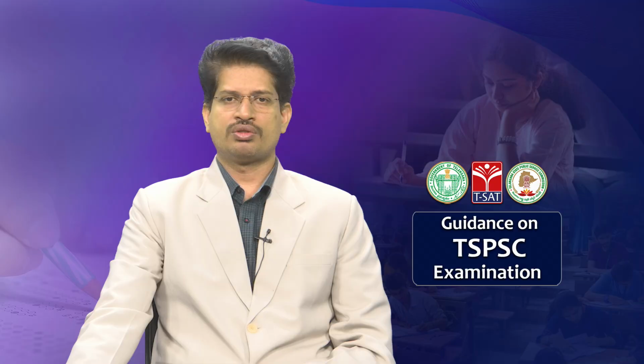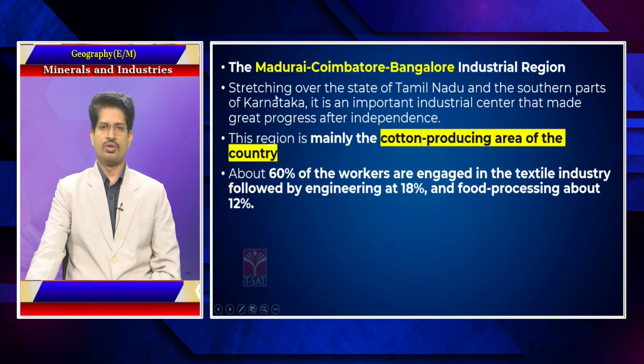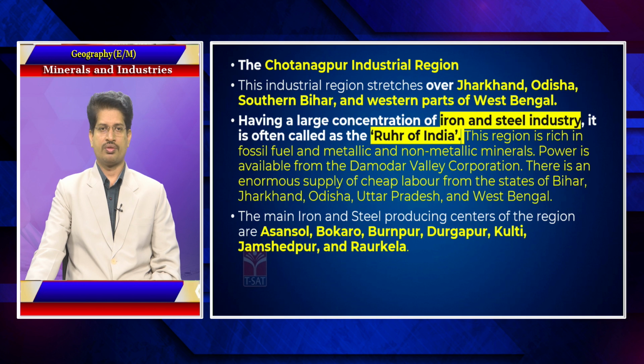Next is the Madurai, Coimbatore, Bangalore industrial region. This consists of the states of Tamil Nadu and southern parts of Karnataka. You have got a cotton producing area for this region. About 60% of the workers are engaged in the textile industry here. So, it is dominated by the textile industry, with engineering industry about 18%, and food processing 12% in the Madurai, Coimbatore, Bangalore industrial region.